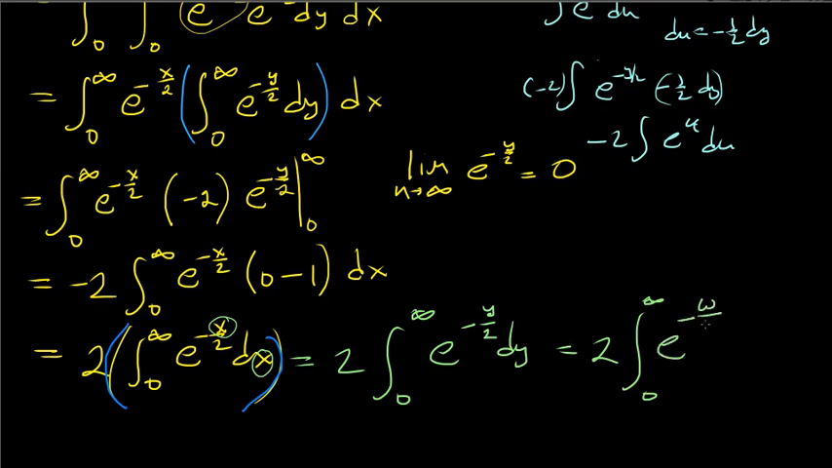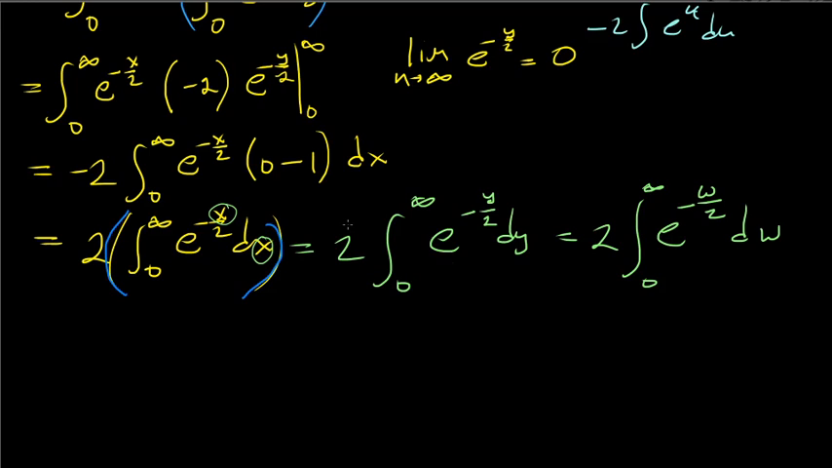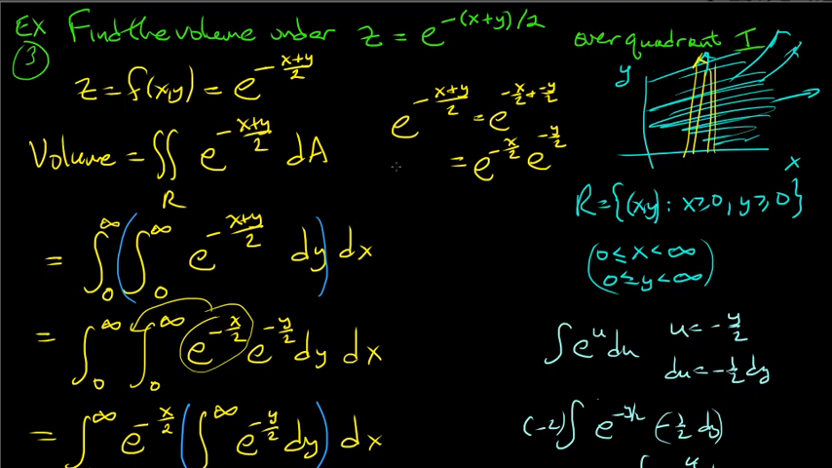A w. You're just going to get the same thing, right? Which is what? Which is 2. So you get 2 times 2, which is 4. So yeah, this is an improper integral, and it's an infinite region. It's an infinite region, and yet we do get a finite volume. The volume was 4. So that's the answer, 4.